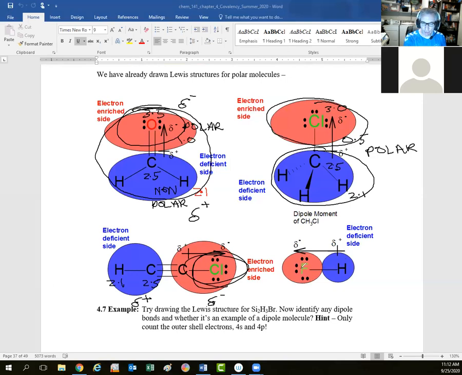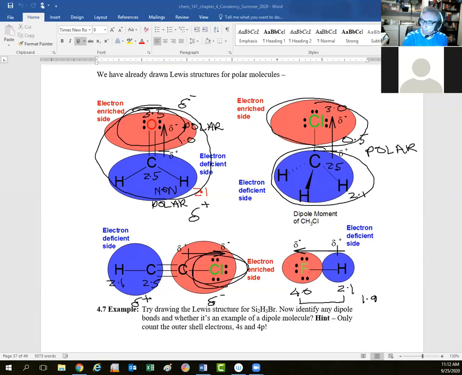Likewise with the hydrogen fluoride, that one bond is polar because of the difference in electronegativity, 2.1 to 4.0. And it's just a sheer difference, the bigger number minus the smaller number. And it's always interesting to note that as the differences in electronegativity get bigger, the polarity of the bond gets greater. So bonds with bigger differences are more polar than bonds with smaller differences.